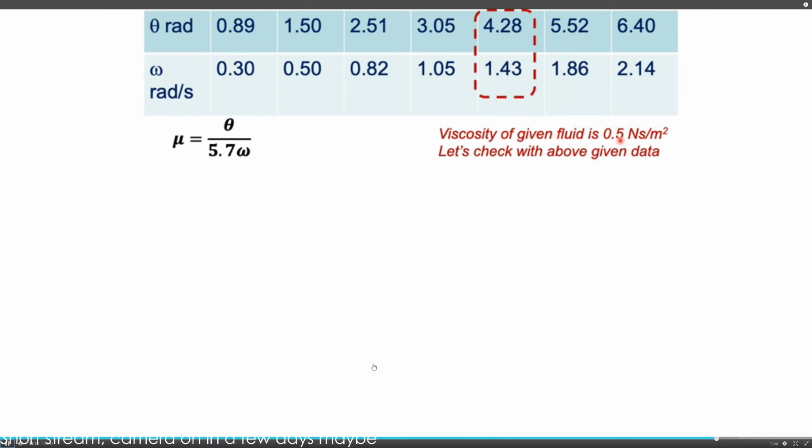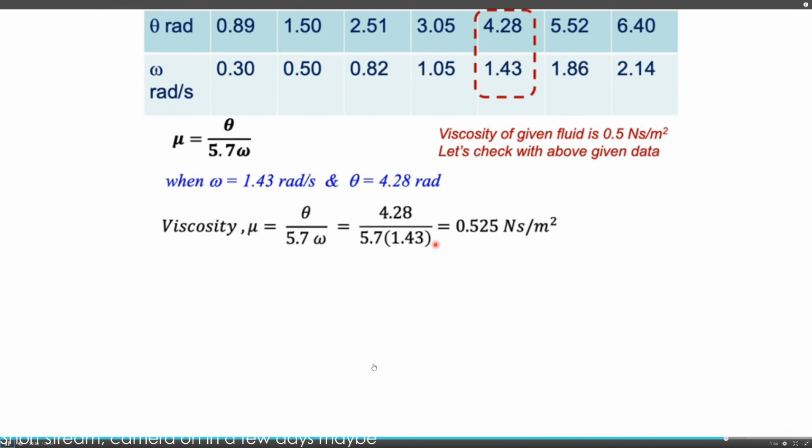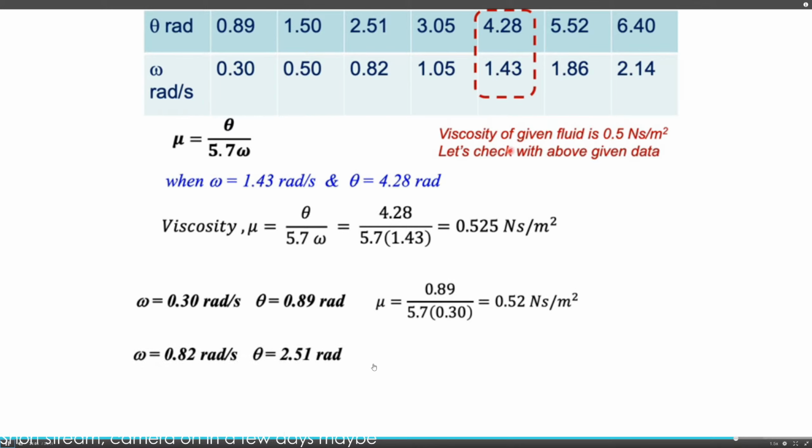Let us check. I'm going to spin the cylinder at 1.43 radians per second, and when you measure the displacement, it is 4.2 radian. So with these numbers, will I get 0.5? Viscosity is 0.525. It's close enough, but not that good. We look at another number, 0.3, for example; the corresponding theta is 0.89 and mu is 0.52. Slightly better. Then we use another value, 0.82, the corresponding theta is 2.5. Well, it's still not good enough.